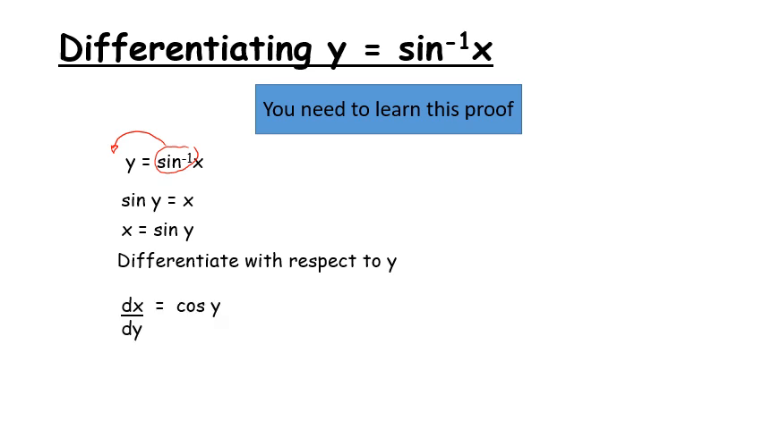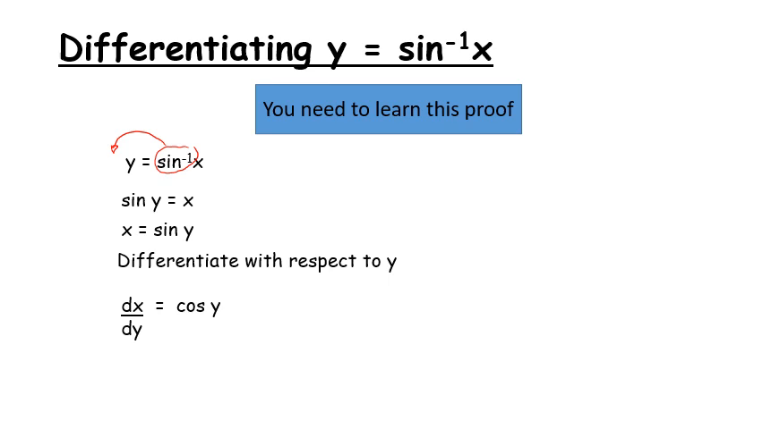Now let's look at the right hand side first, because that's easier. Sine becomes cos. So sine y becomes cos y. On the left, if I want to differentiate x with respect to y, I could write that as dx by dy, because I'm differentiating x with respect to y. So that's what we call it, dx by dy.